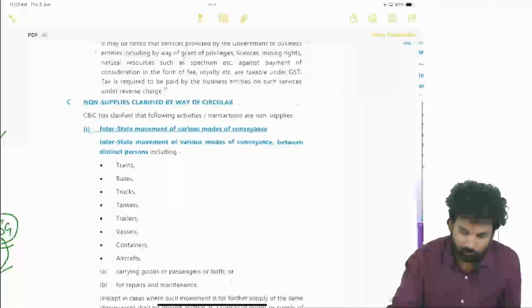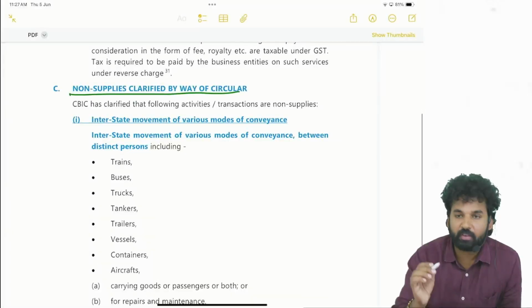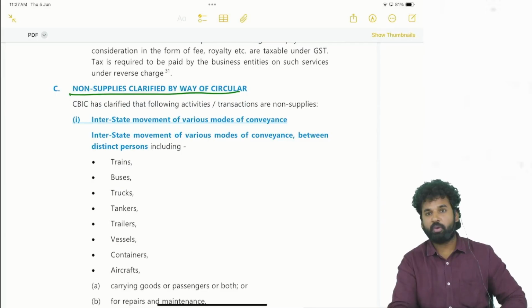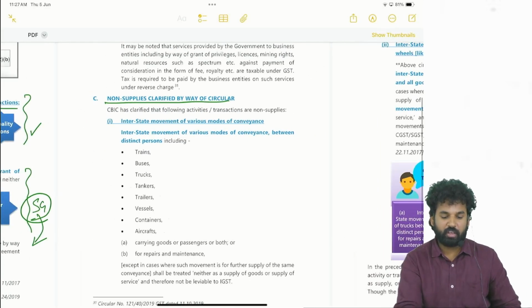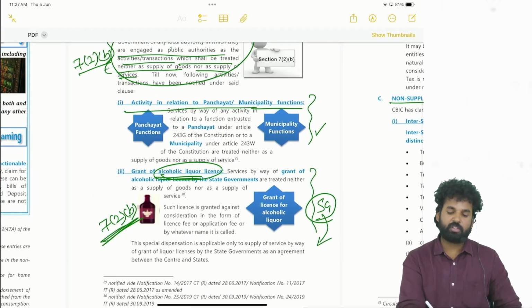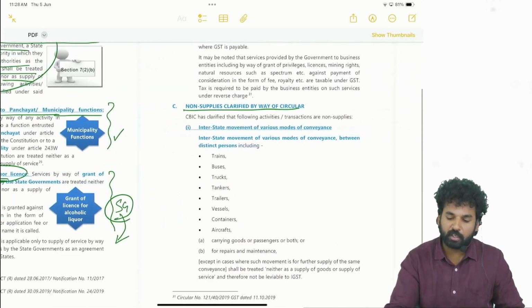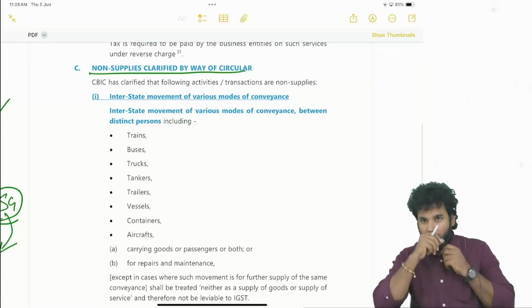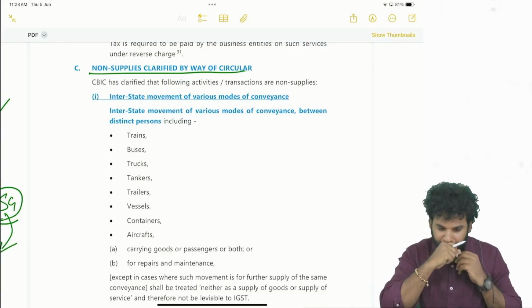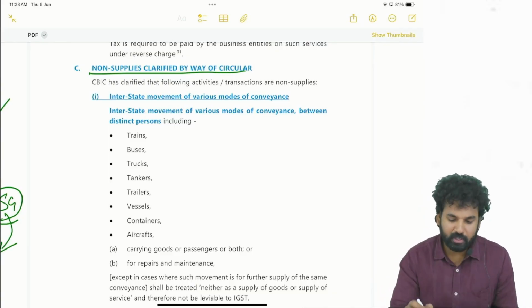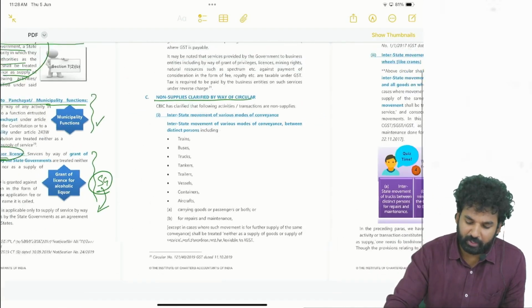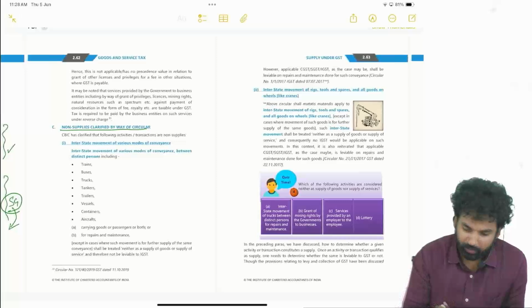Next, non-supplies clarified by way of circular. The earlier one is by notification, which we have studied, 7(2)(b). Here, this is by circular. CBIC has given a circular. We have many clarifications here.